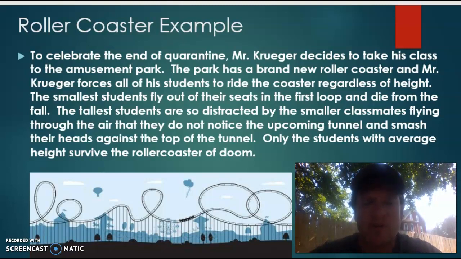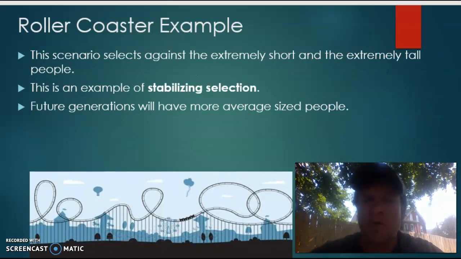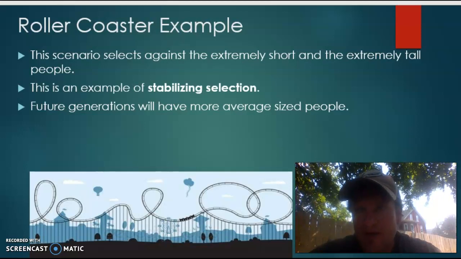So it's kind of a crazy example, but let's see if it meets all the requirements of the assignment. All right. First, what students are being selected against and why. In this scenario, we're selecting against the extremely short and the extremely tall students because they don't fit the requirements of the roller coaster. Right? This is going to be an example of stabilizing selection because the average size students are more likely to survive and reproduce than the extremely tall, the extremely short. Future generations will be affected by having more average sized people, people that can ride a roller coaster and survive till the end.